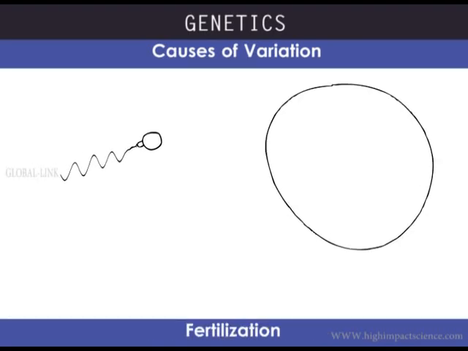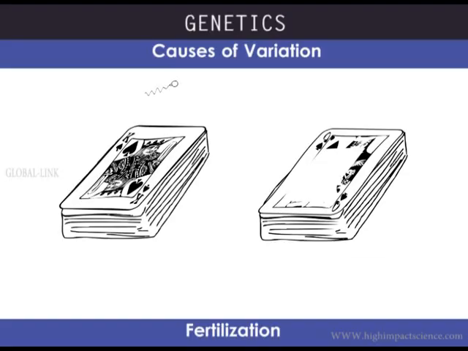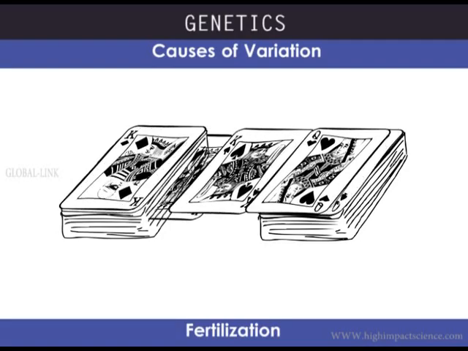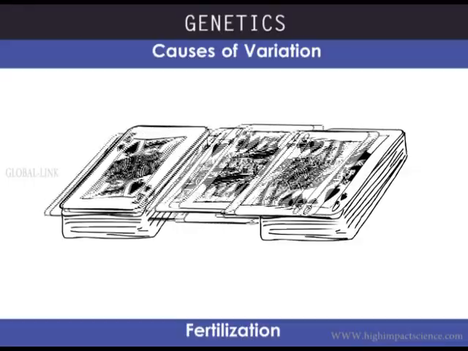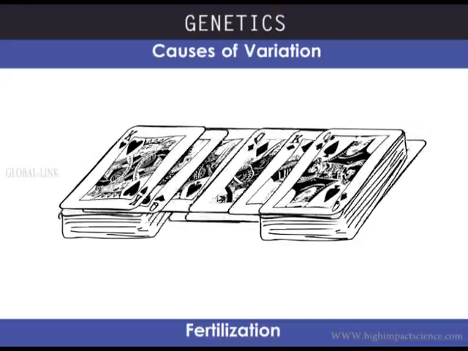During fertilization, variation in genetic information is passed on to the offspring. You can think of the genetic information in a sperm cell and an egg cell as 2 bunches of playing cards. A huge amount of genetic recombination occurs, a kind of reshuffling of the genetic deck.